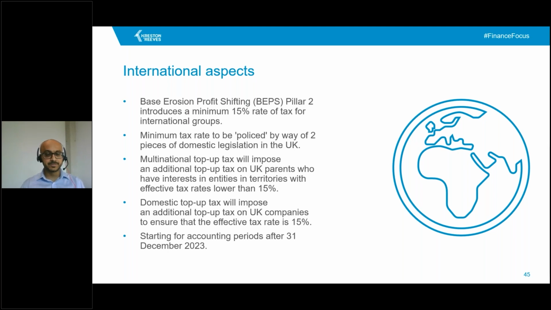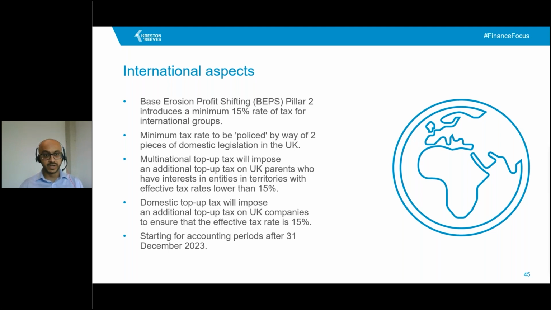So multinational top-up tax will impose an additional top-up tax on UK parents who have interests in entities in territories with effective tax rates lower than 15%. And this will bring the overall effective tax rate of the group to the target 15%. Conversely, domestic top-up tax will impose an additional top-up tax on UK companies to ensure that the effective tax rate in the UK is 15%.